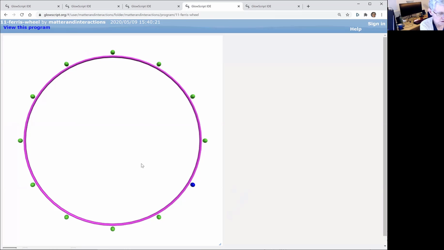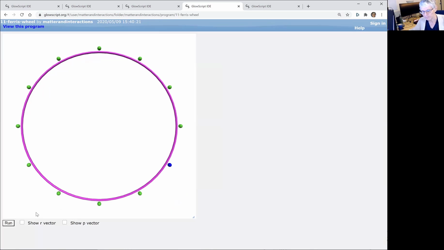So the wheel turns and the passenger goes around. And the wheel's turning at constant speed, and this blue passenger is going around at constant speed, right? Well, lots of things are changing in this motion. So the position of the passenger relative to the point around which it's rotating is changing. So that's not constant.